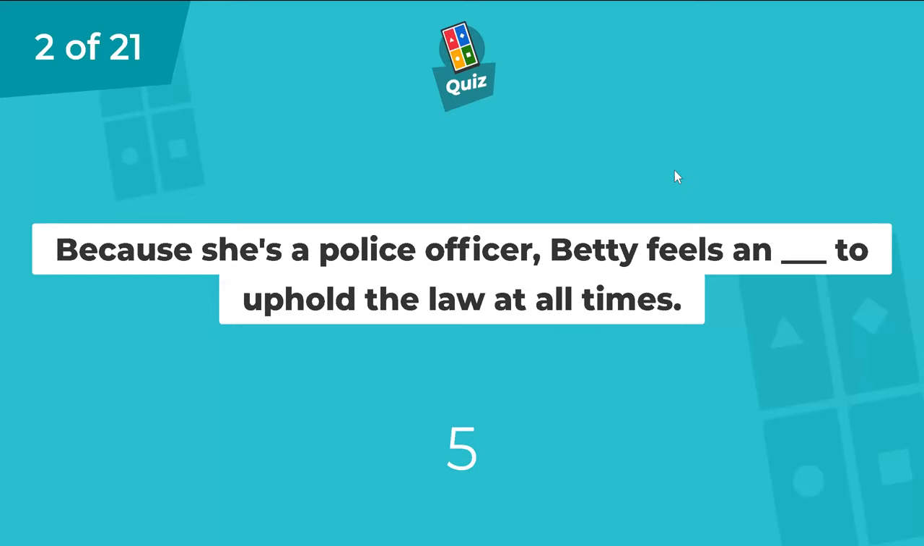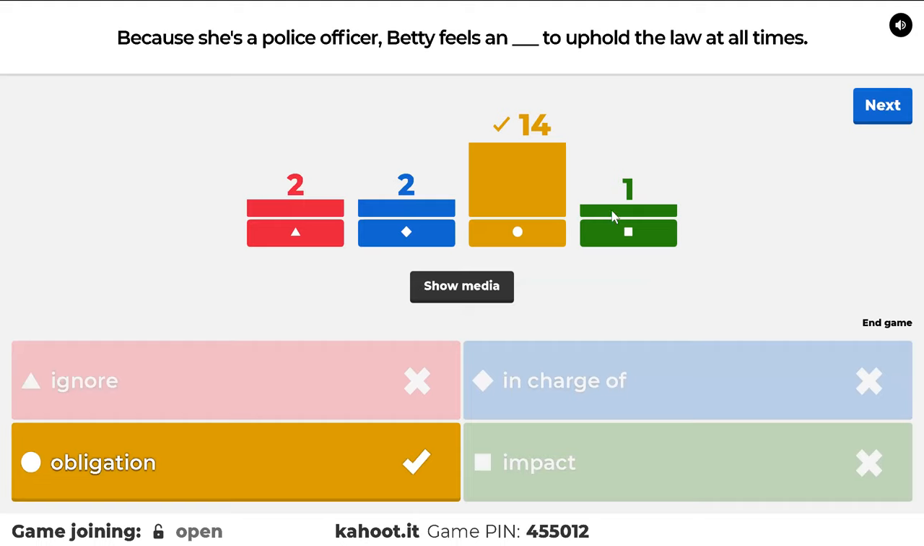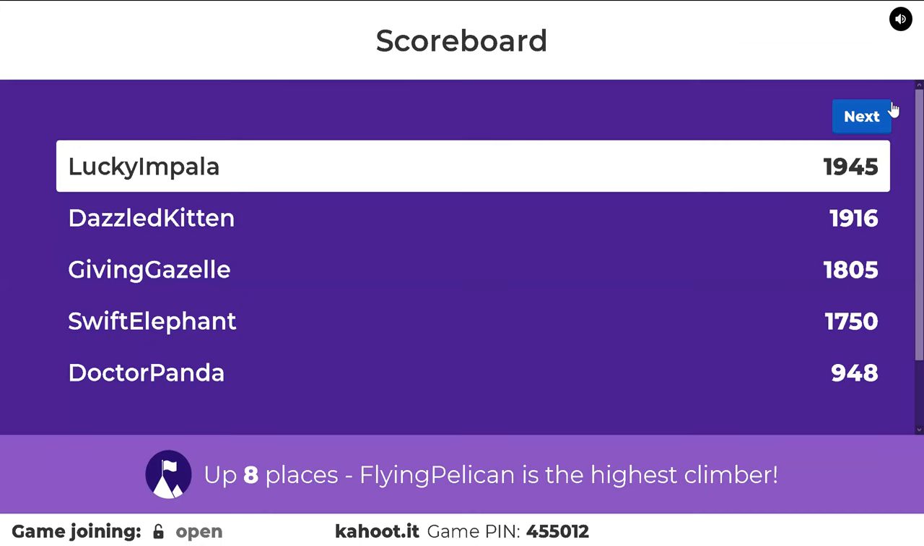Because she's a police officer, Betty feels blank to uphold the law at all times. So this means, to uphold means to keep the law or to practice the law. Obligation. There we go. Obligation to keep the law. Yeah, keep the law is better.